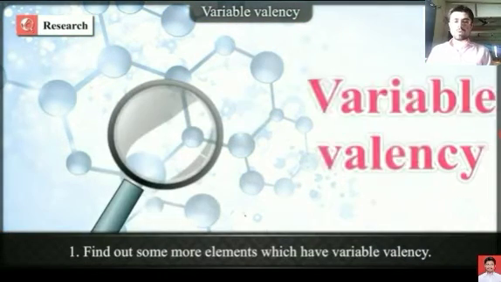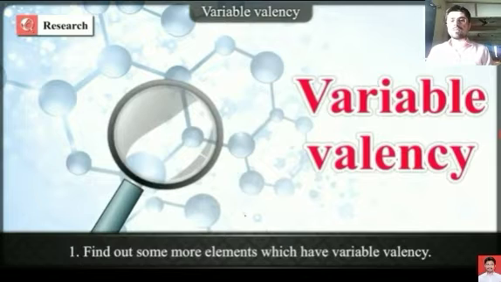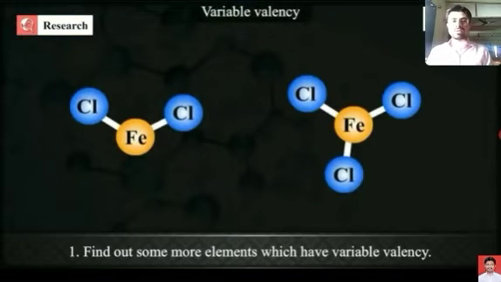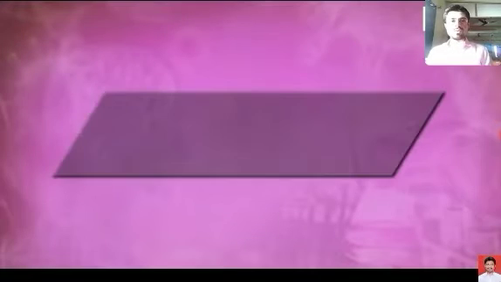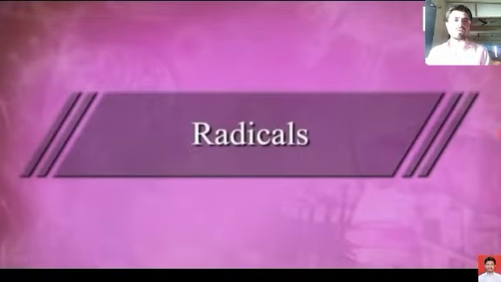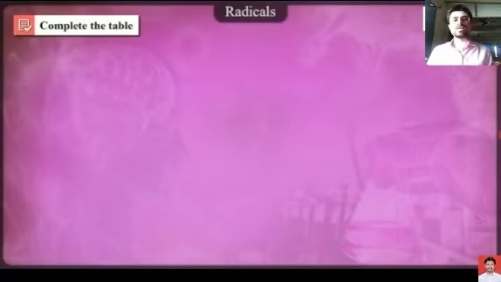Now we are going to answer some questions. Find out some more elements which have variable valency. Other than iron, you have to find out more elements which have variable valency. You just go through the periodic table, you will find them. Our next point is radicals.